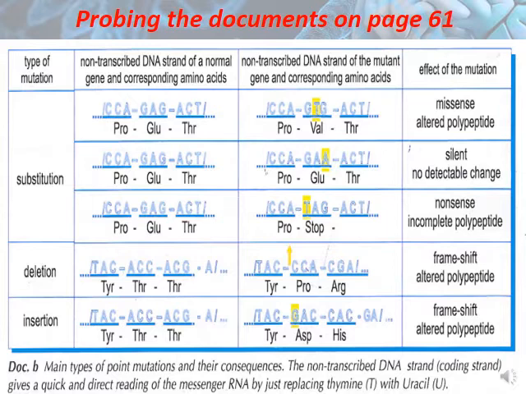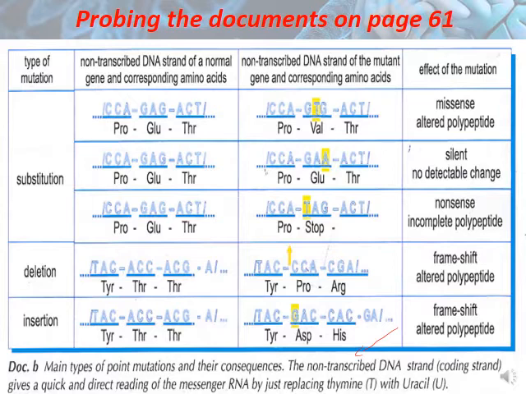Here we have the main types of point mutations and their consequences. The non-transcribed DNA strand is called the non-template, it's the coding strand, and it gives a quick and direct reading of the messenger RNA, mRNA, by just replacing thymine T with uracil U. So it's very easy. You only have to replace the T with U so that you can get the mRNA.